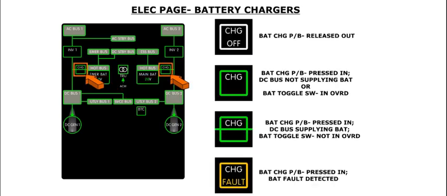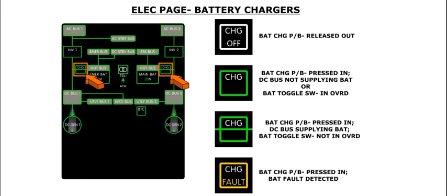The associated battery charger is also depicted on the synoptic screen. A white square with a white charger off label indicates that the associated battery charger push button is selected off. A green square indicates that the associated battery charger push button is pressed in, and either the associated DC bus is not supplying the battery, or the battery toggle switch is in the override position.